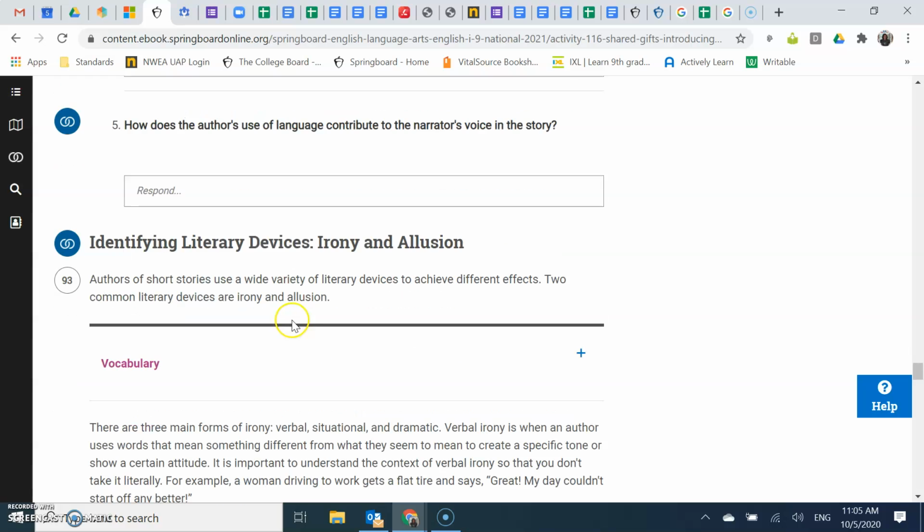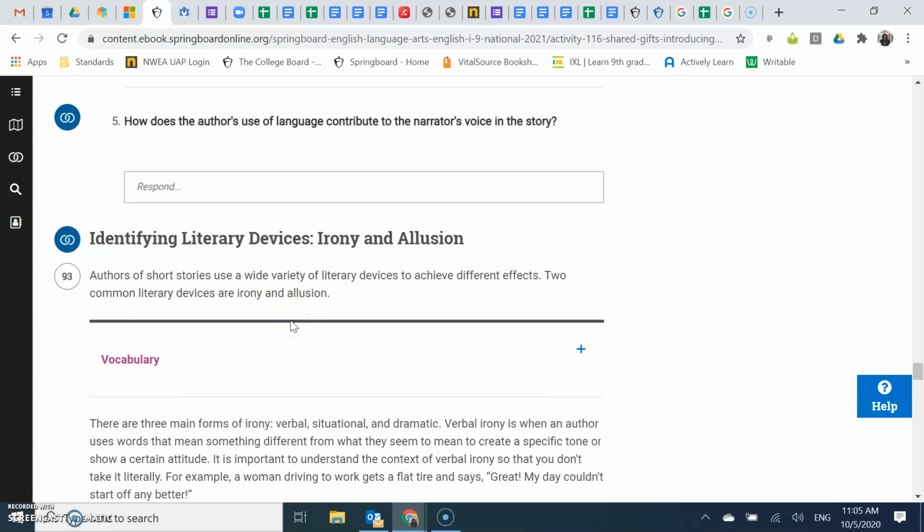And then finally, you're going to answer number 5. How does the author's use of language contribute to the narrator's voice in this story? When we're talking about voice in literature, we're talking about the narrator's emotions, the narrator's attitude, the narrator's tone. Okay, so that's what voice in literature is. So how does the author's use of language contribute to the narrator's voice in the story?